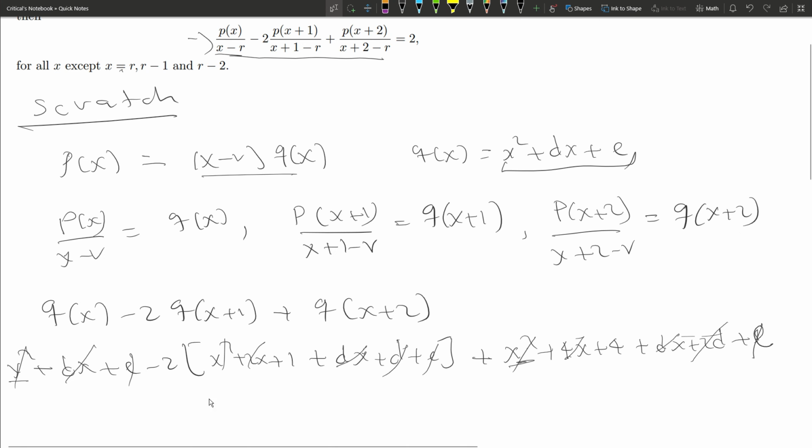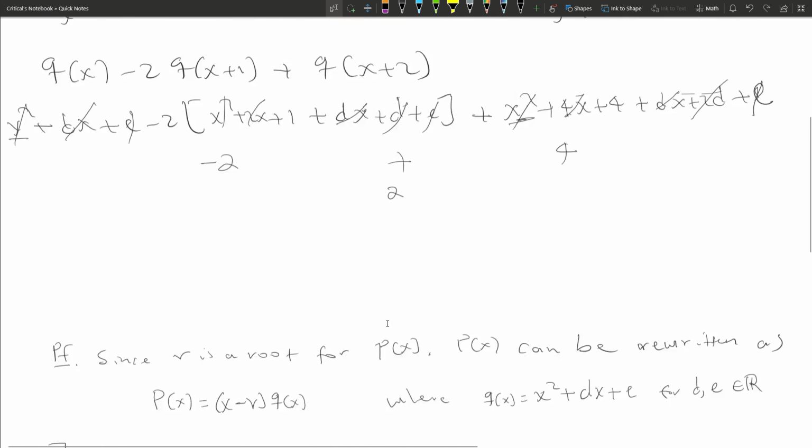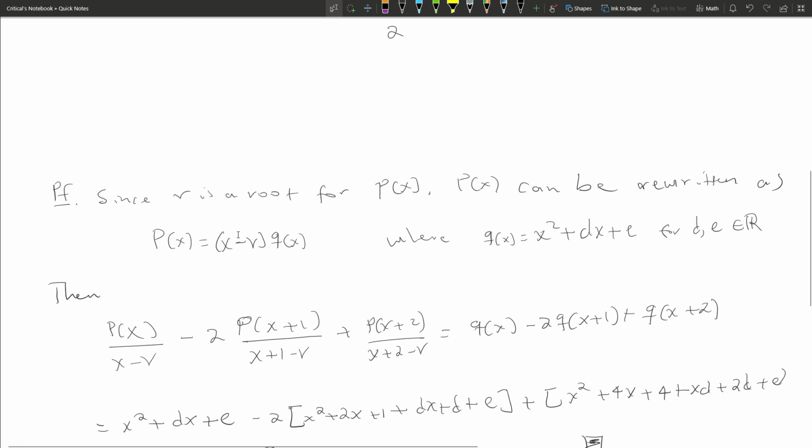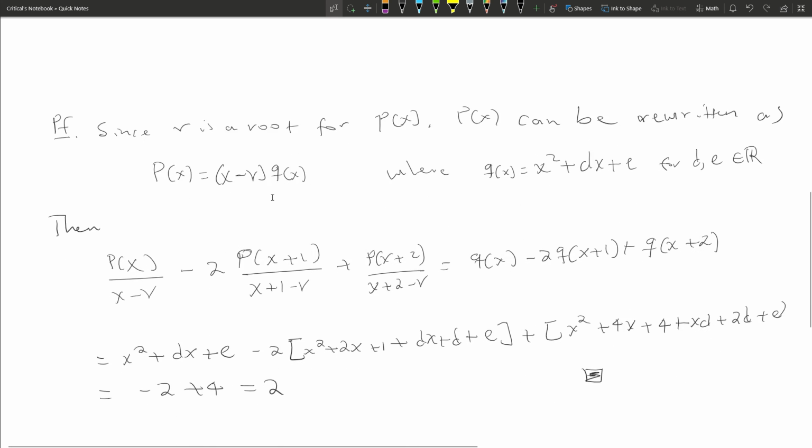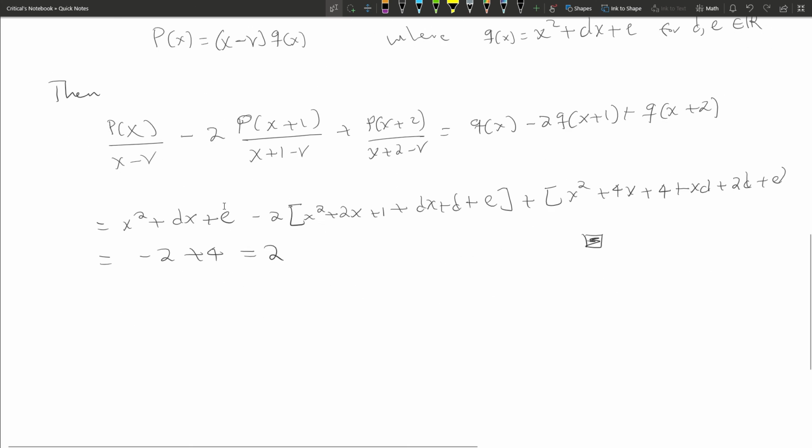Then what we're left with is a minus 2 on this side and a 4 on the other side, and when you add them, you get a 2. Indeed, that's what we wanted, right? Okay. And then I just rewrote everything that I said. You can write p of x as a multiple of two polynomials, and everything is just what I just said.